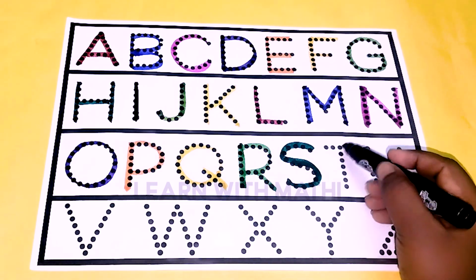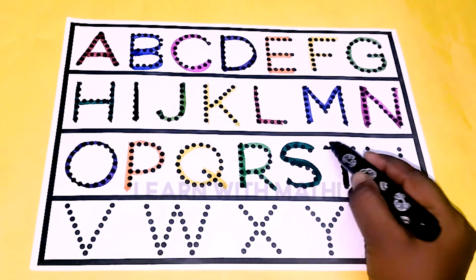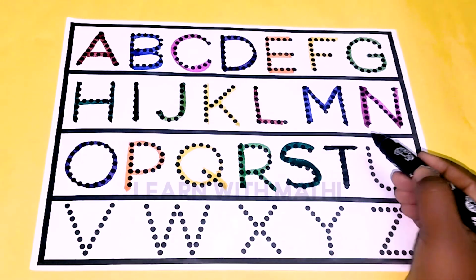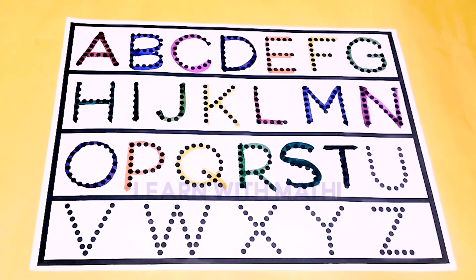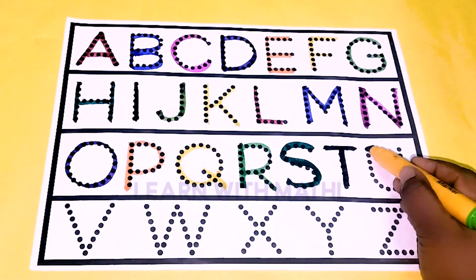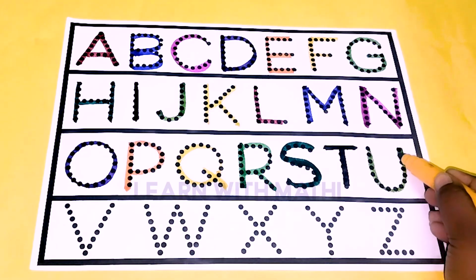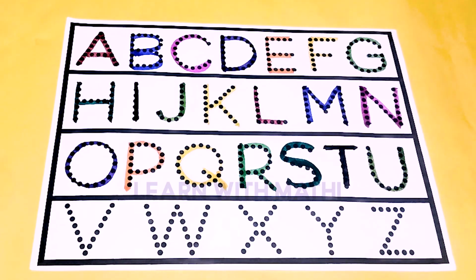This is black color. T. T for tiger. This is green color. U. U for unicorn.